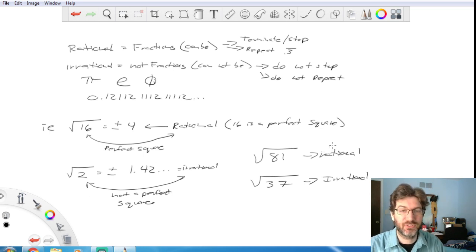So it's pretty simple to tell the difference. You just have to know your perfect squares and what aren't your perfect squares. And as things get higher and higher, feel free to use the calculator. It's not going to be too difficult.